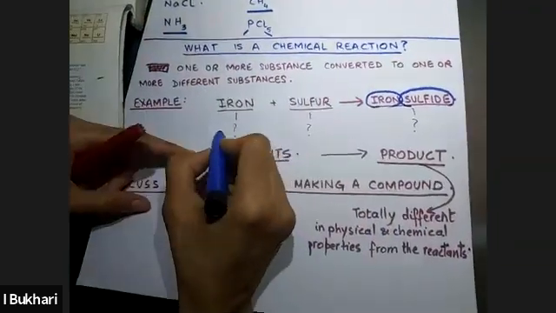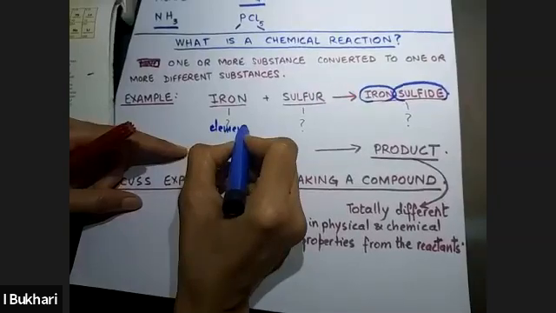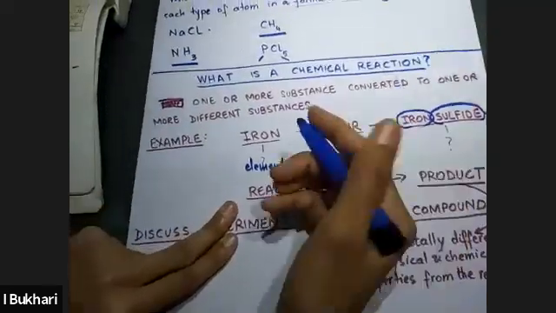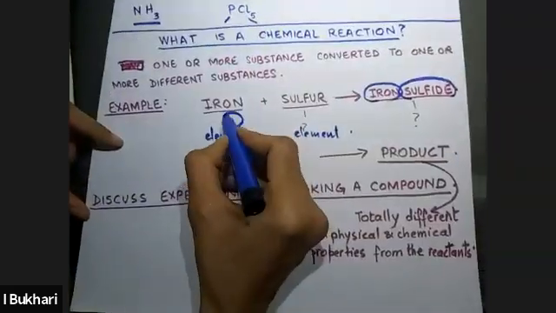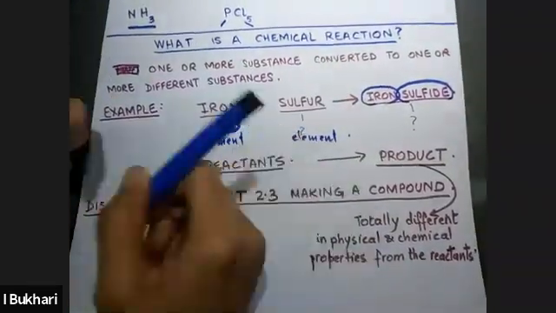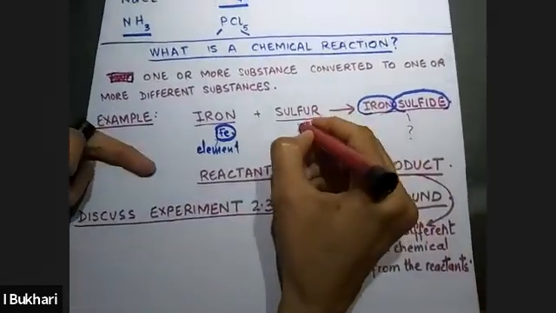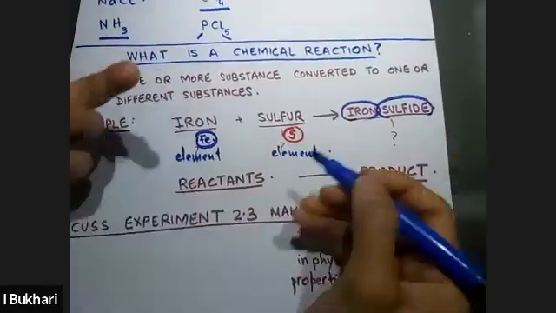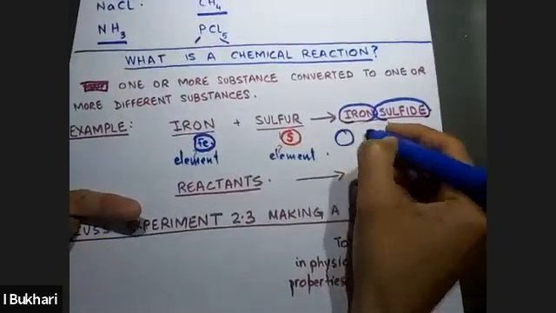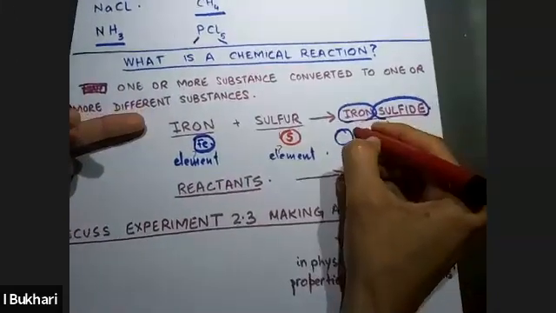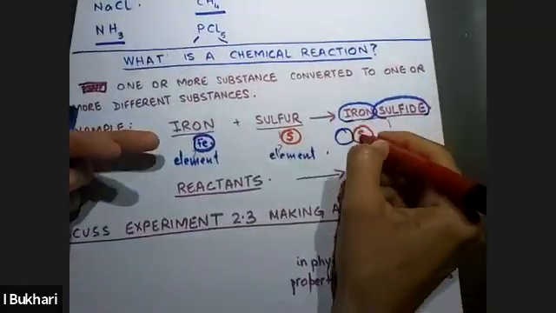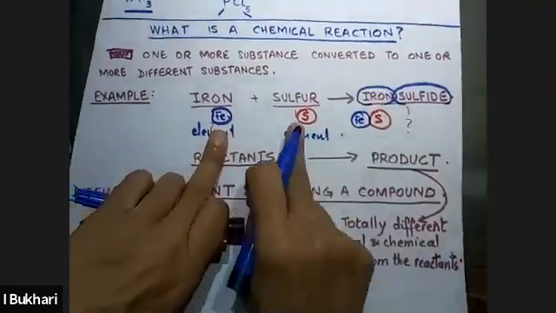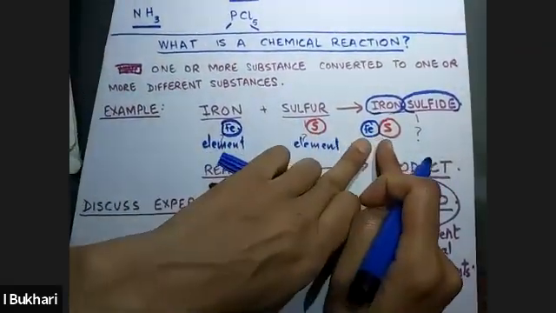So this is an element. Okay, I'll write element here. This is also an element. For example, this is iron, this is an iron atom, and this is sulfur. They combine together to form iron sulfide. This is sulfur, this is iron. So can you see this one atom here, they combine together to form iron sulfide.